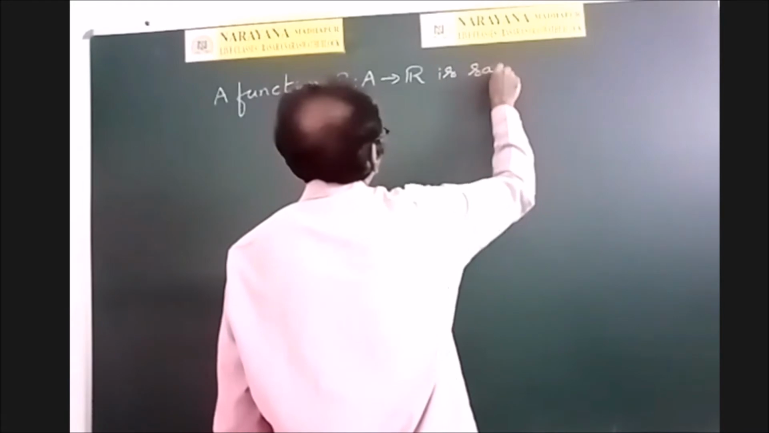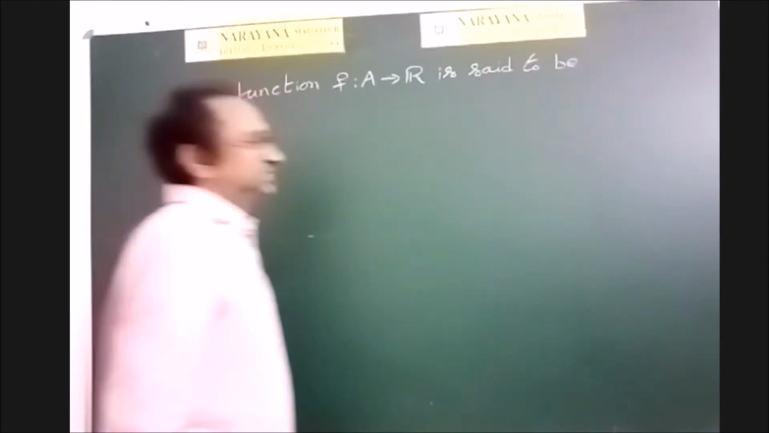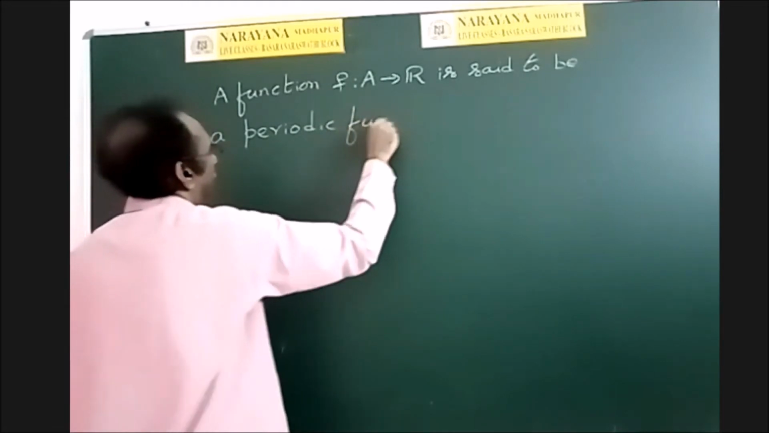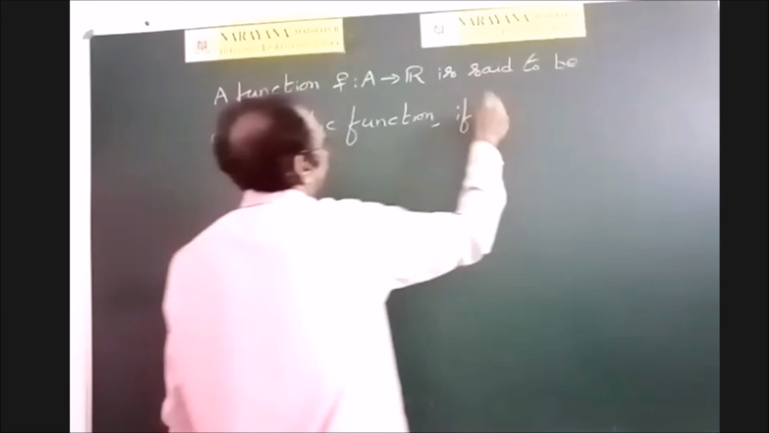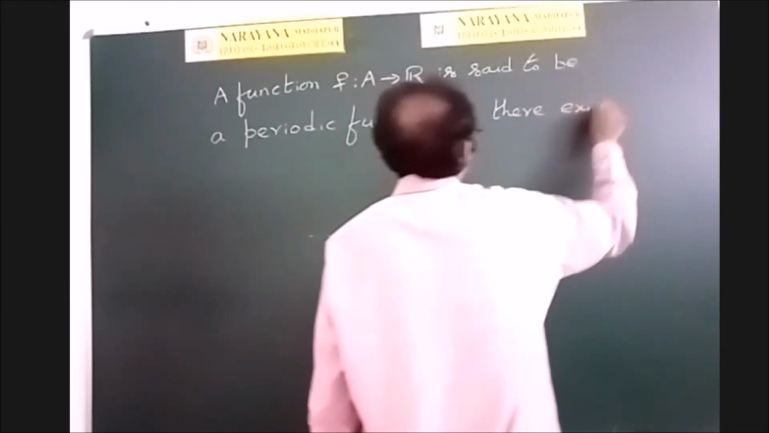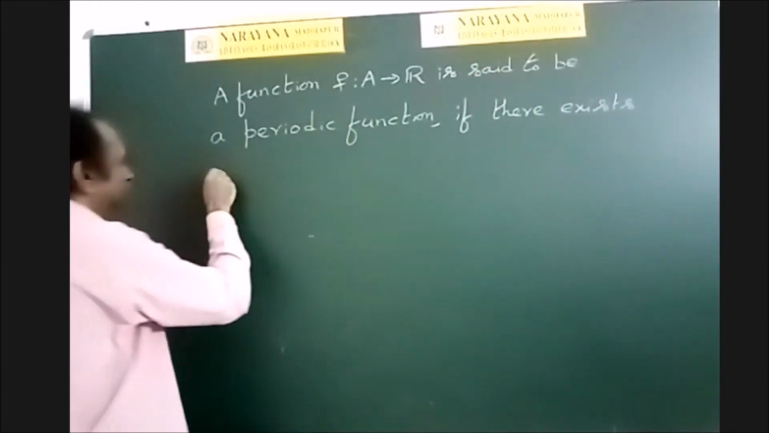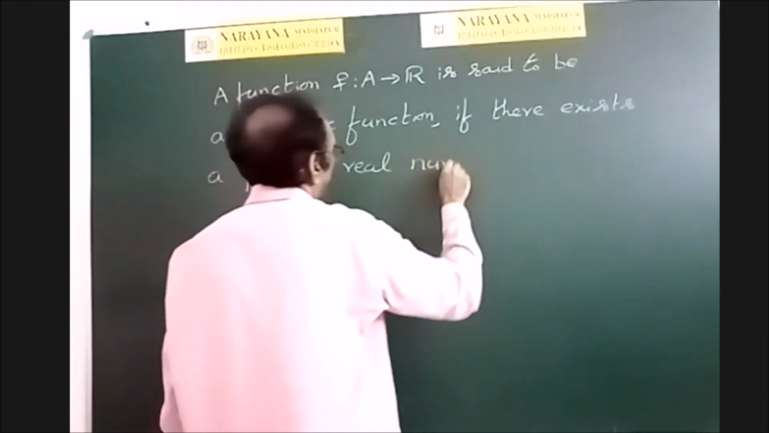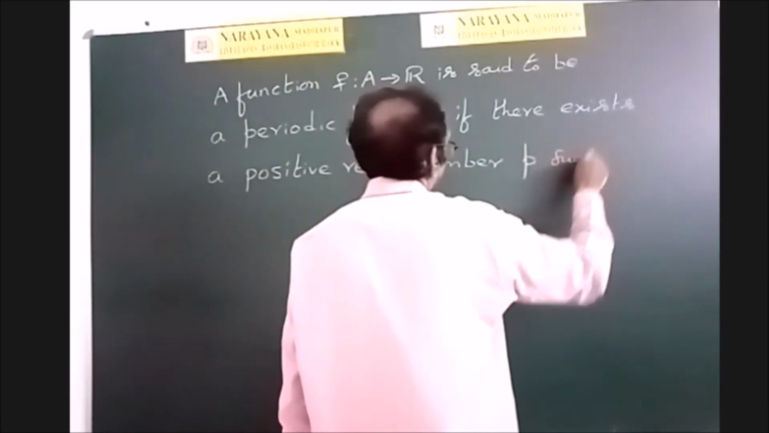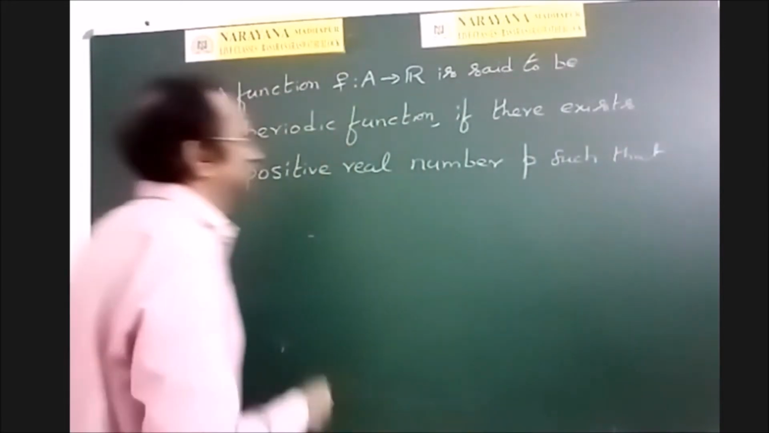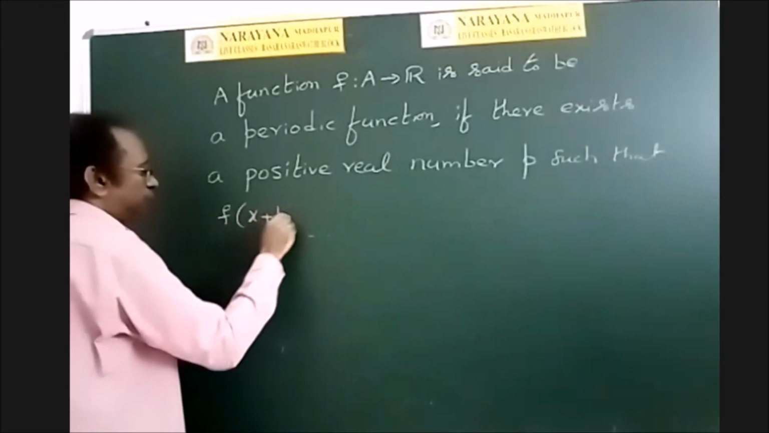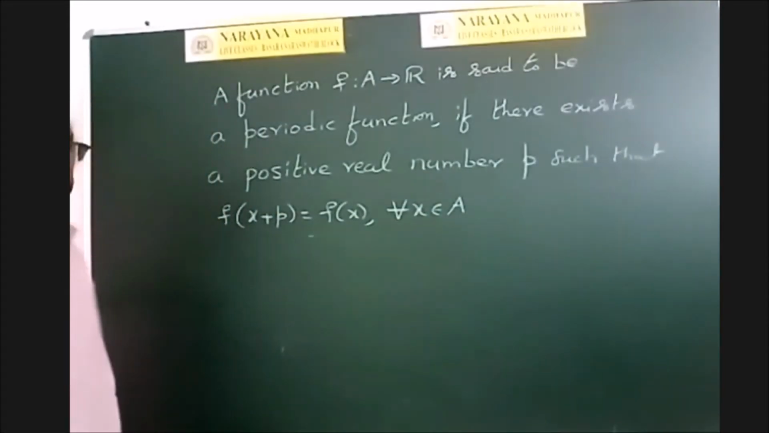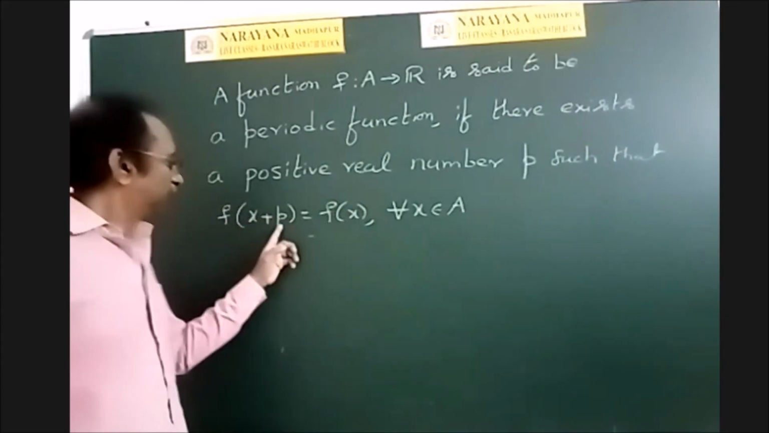Is said to be a periodic function if there exists a positive real number p such that f of x plus p is equal to f of x for all x belongs to capital A. So there should be a positive real number such that f of x plus p is equal to f of x.